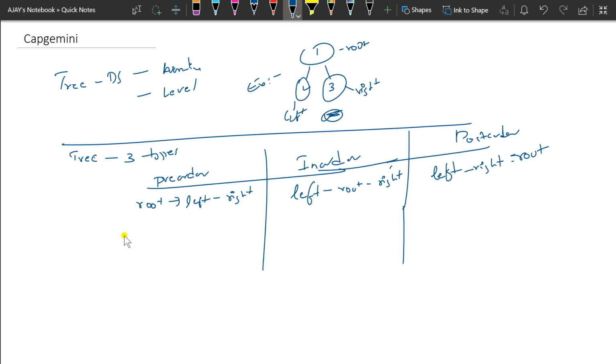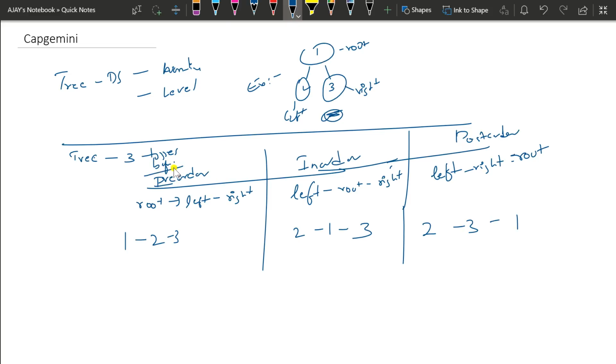If you take this example, the pre-order traversal for this tree will be: first the root is visited, then left, then right. In in-order: left, which is 2, root is 1, right is 3. And in post-order: left, right, root. So first is left, then 3, then root is 1. These are the traversals.